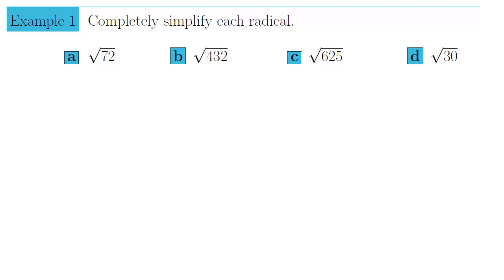Okay, so let's make sure we have the simplification procedure down. And the way we do that is to just work example after example after example. All right, so example 1, completely simplify each radical. Notice all the radicals in this example are square roots. Okay, so we're going to start with square roots and then we'll try cube roots and fourth roots and see how we do. Part A tells me to simplify the square root of 72.